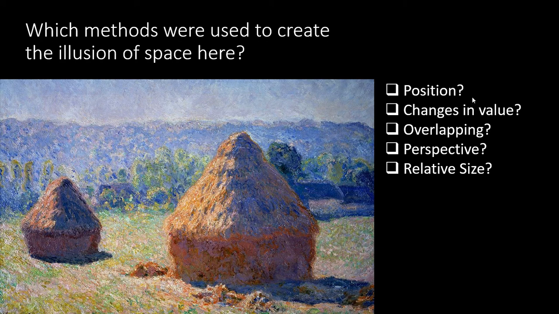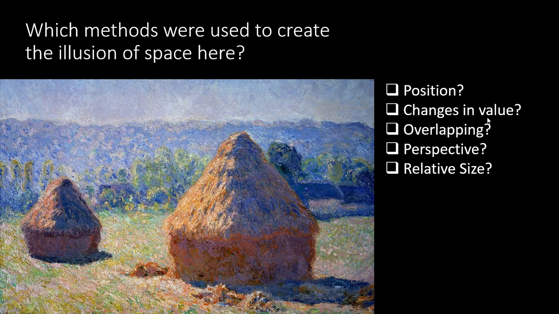Position on the page. Is that something where they're trying to use that to create the illusion of space? I think yes. See how this haystack starts near the bottom of the canvas? And it's supposed to be close to us? This one starts in the middle of the canvas, so it's supposed to be farther away. And then there's these objects that we can't really tell what they are, but I think they probably are trees that are starting higher up the page, so those are supposed to be even farther away. So I see position on the page.